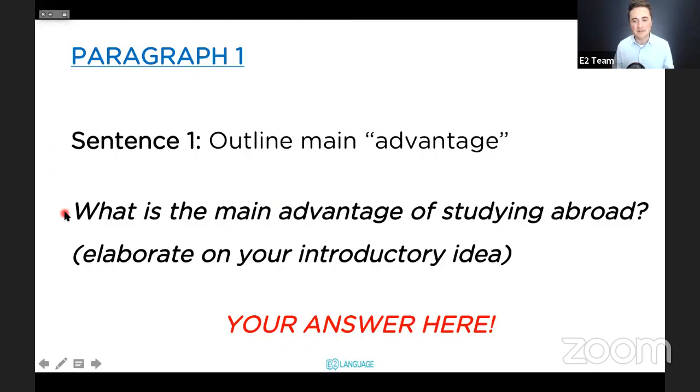What's the main advantage of studying abroad? Elaborate on your introductory idea. What's the main advantage? One sentence. Say in different words what your main advantage is in more detail.